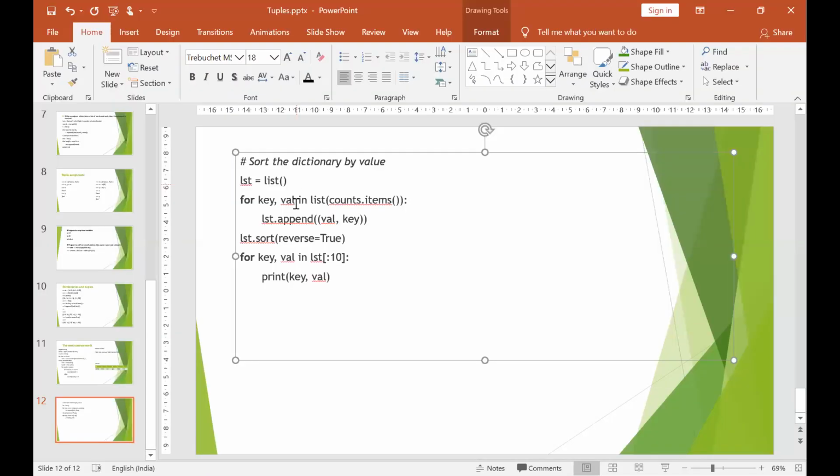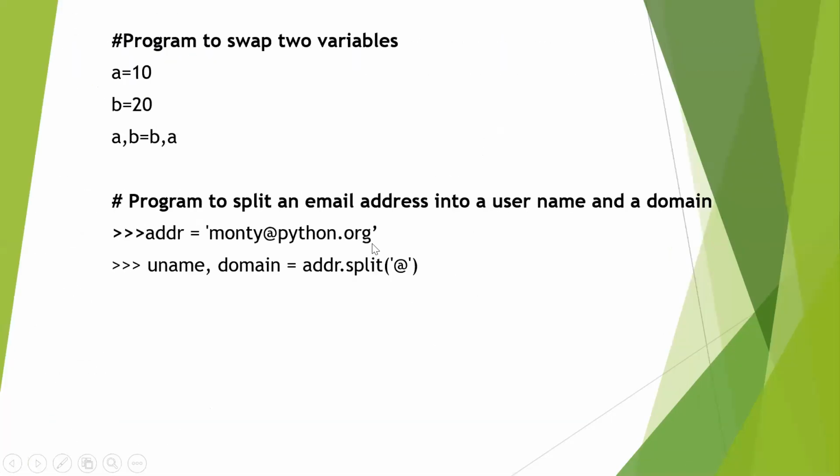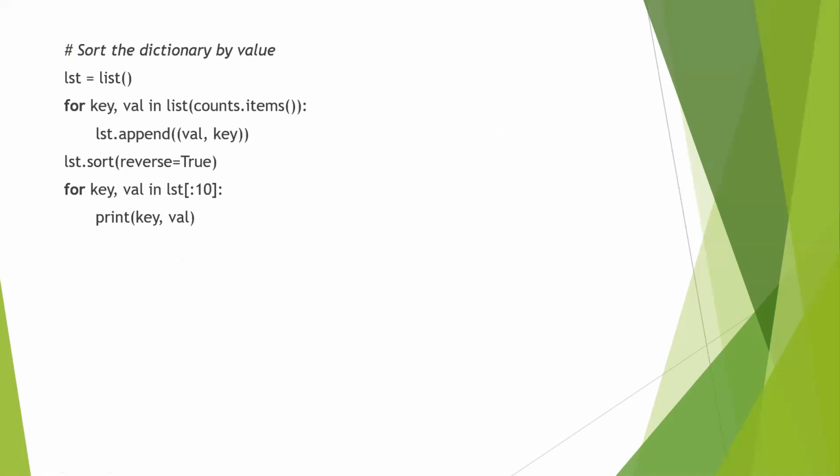Now assume that you want the top 10, the 10 most frequently used words. How do I do it? I can create a for loop. I can say from the list, get the first 10 words. So I am just using slicing over here from the beginning till the 10th word. And I can get the key and the value and print it.